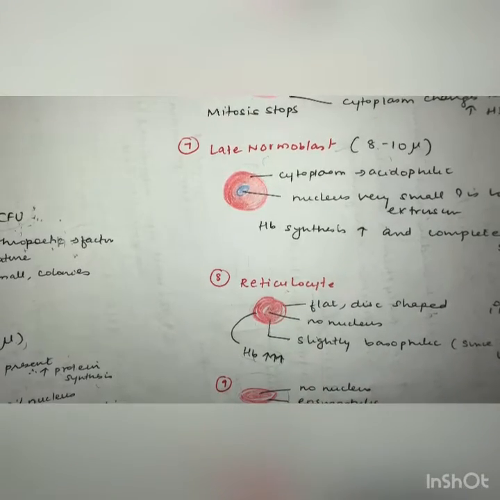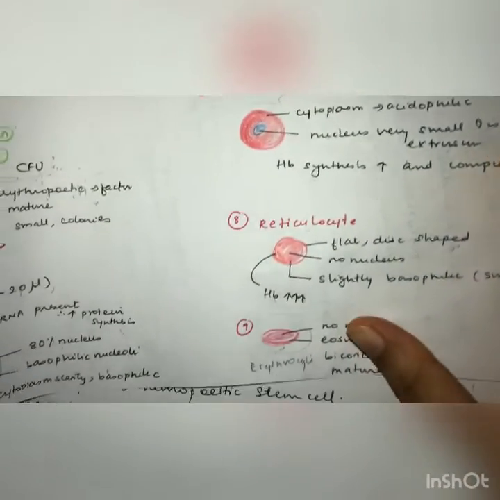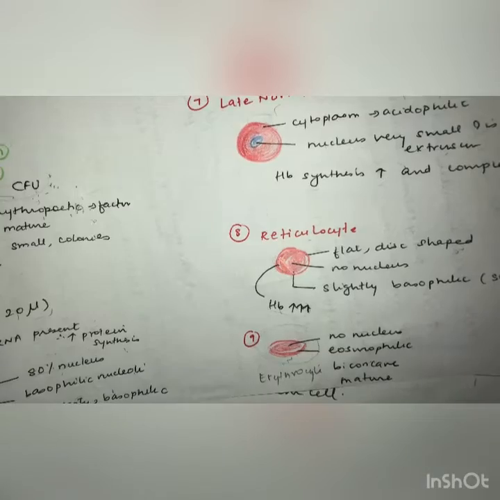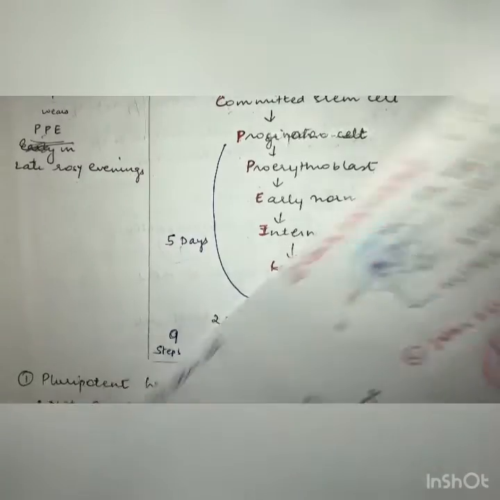Once it gets rid of its basophilic nature, it becomes an erythrocyte, which is eosinophilic in nature. It has no nucleus, it is smaller than a reticulocyte, it is biconcave, disc shaped. So these are all the points which I have.